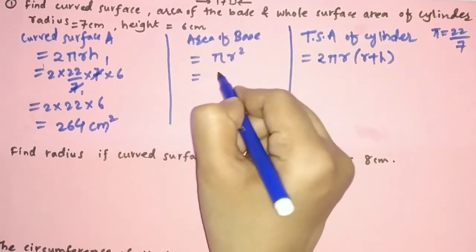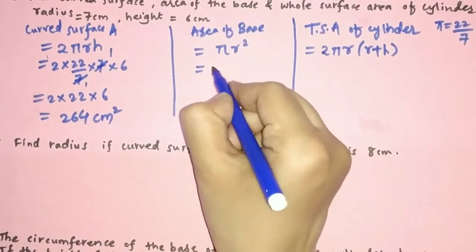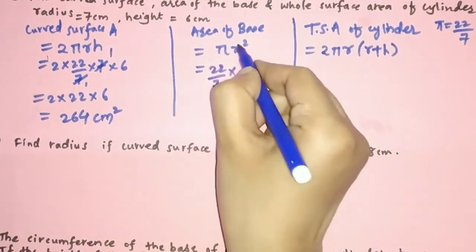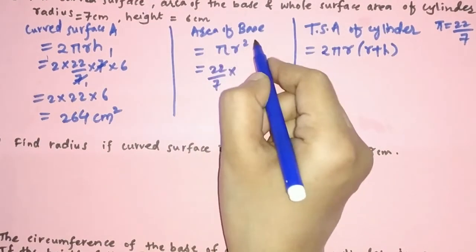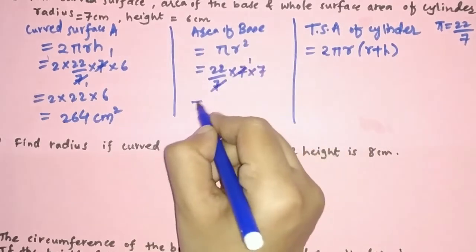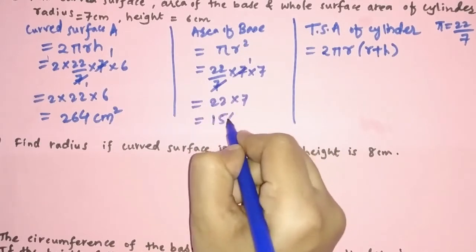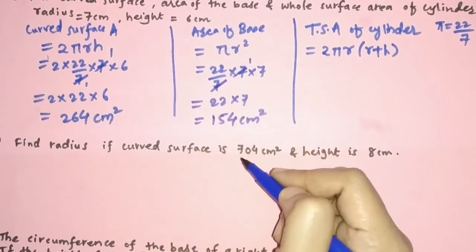Now area of the base, this one base is there. So pi's value 22 upon 7. R square means r into r. So radius is 7 into 7. 7 ones are 7, so we'll get 22 into 7. We get 154 centimeter square.